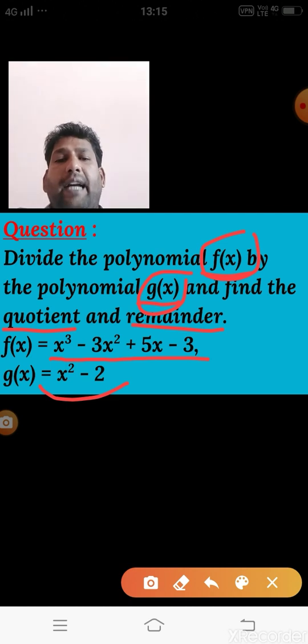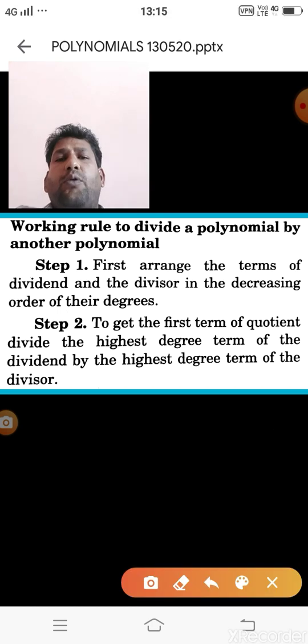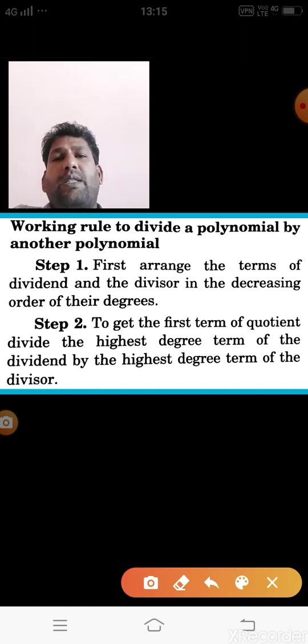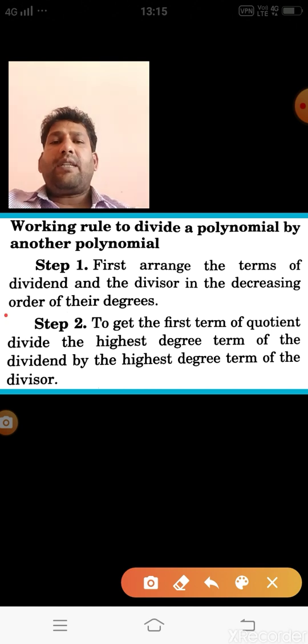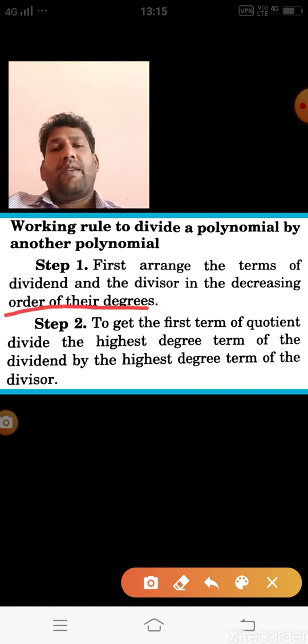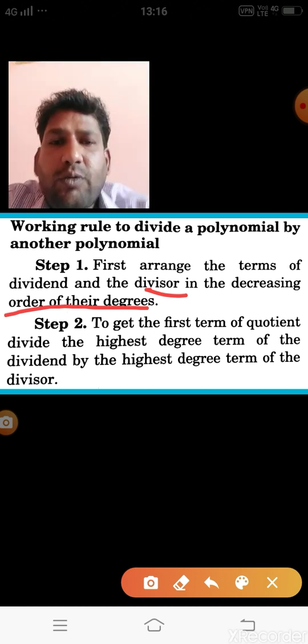Then how do we divide these two polynomials? Let us go through the working rule. We know the division, but still we are revising the process. First, we arrange the terms of the dividend and the divisor in decreasing order of their degrees. Sometimes, suppose in this question the divisor is x square minus 2, and if it is given as minus 2 plus x square, then we have to rearrange the divisor.